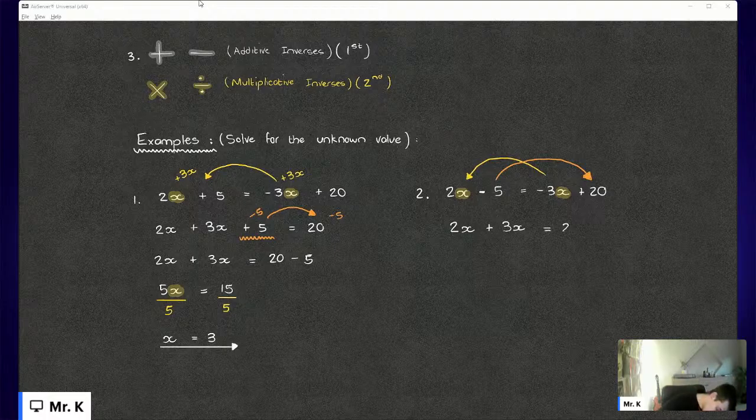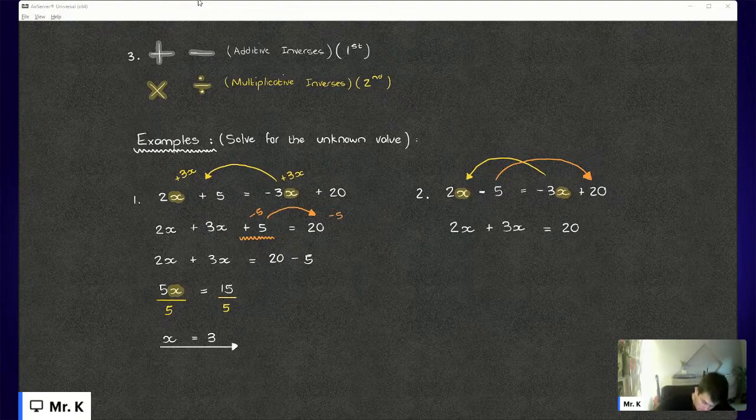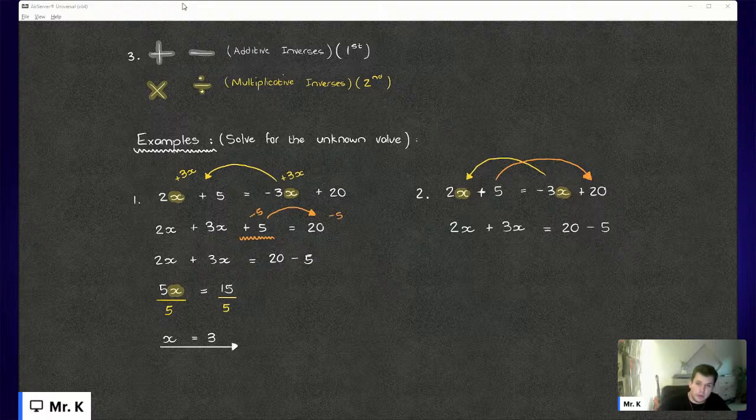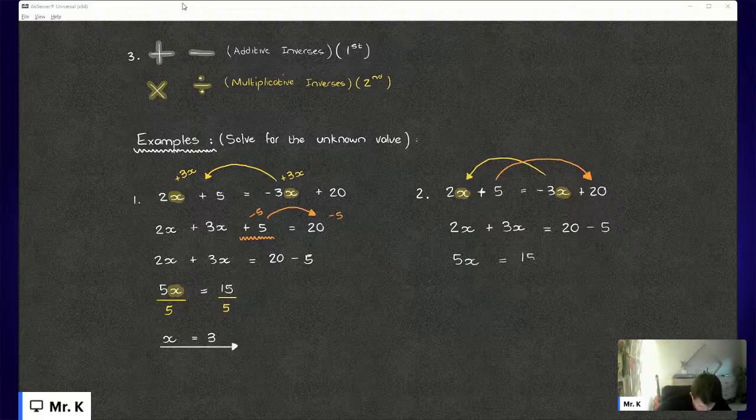Then on the right-hand side, I have a 20, and I can take the negative 5. Sorry, this is supposed to be a positive, guys. I apologize for that. I can then take the positive 5 over to the right-hand side and it becomes a negative 5. And just like that, in one step, you've done what probably took us 3 steps to do in the slower version of this. 2x plus 3x is 5x, and 20 minus 5 is 15.